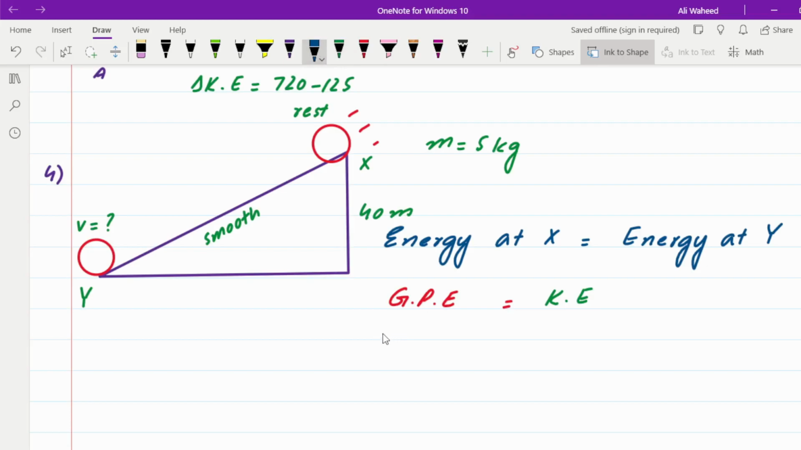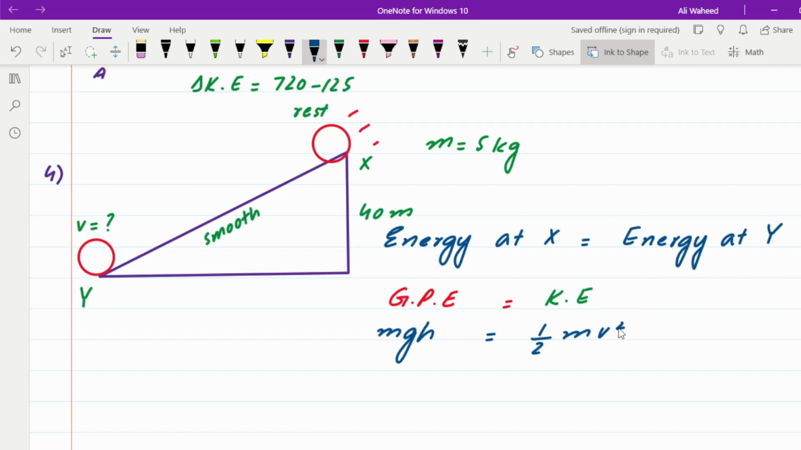So the expression would be mgh equals 1/2 mv square. Since the surface was smooth, the entire gravitational potential energy has been converted into kinetic energy. If the surface were rough, then part of the GPE would have been dissipated in form of heat, and only a certain portion of that GPE would have been converted into KE, which I'll show you in the next case.